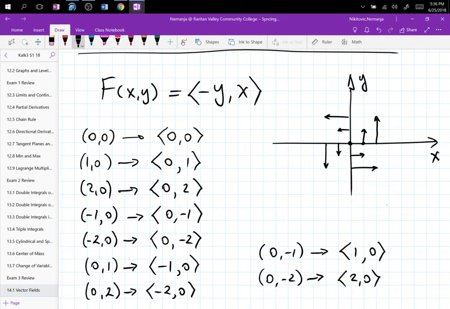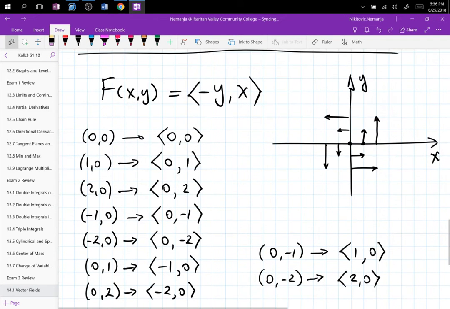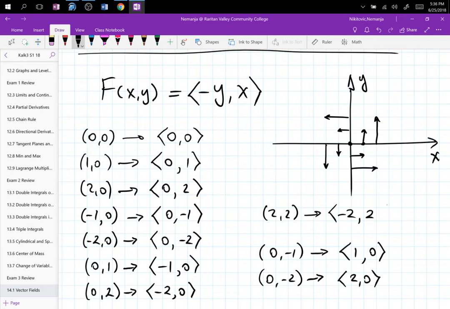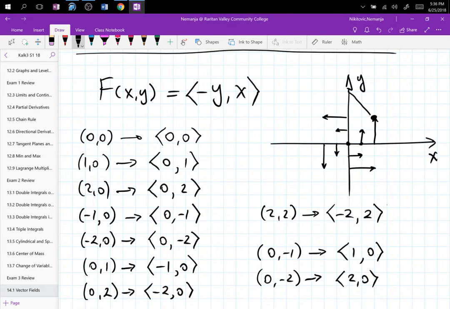Now, you can pick points anywhere, not only on axes. You can pick any point you want. So let's say you can pick 2, 2. If you pick point 2, 2, your vector will be negative 2, 2. So if I pick 2, 2, which is this point here, I have to go negative 2 to the left. So that will be this.